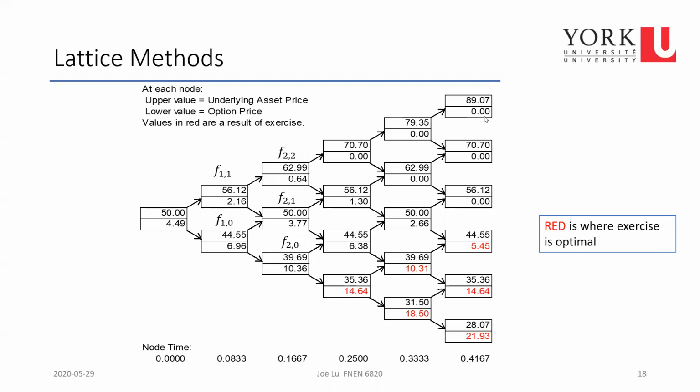So you can work out each node from the last one forward. So these two will determine that, and these two will determine this, and so on and so forth. So you can work all the way back to get the numbers at the bottom, until you get to this point, then you compare the immediate exercise versus the expected value, and the expected value is $4.49. Now, this means this will give us the price of the American put being $4.49. Okay.